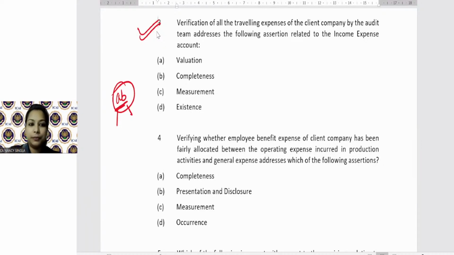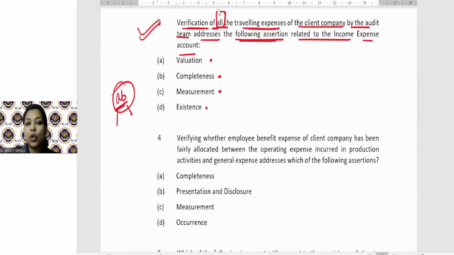Let us have a look at the question. Verification of all the traveling expenses of the client company by the audit team addresses the following assertion related to the income expense account. So the keyword here is what? All. Is it valuation? Is it completeness? Is it measurement or the existence? So the answer is B.